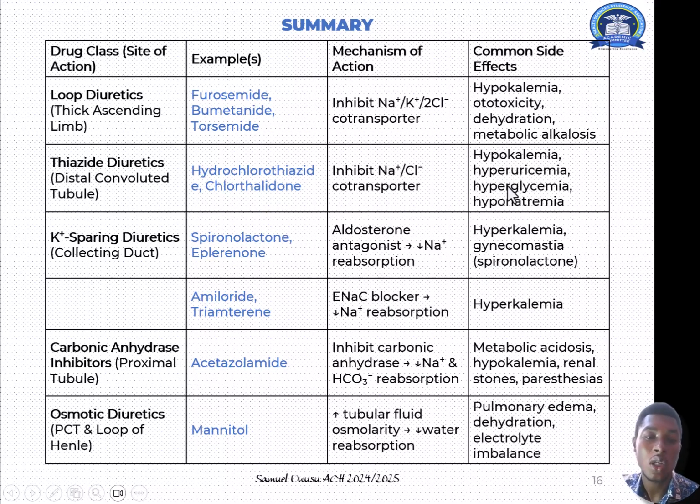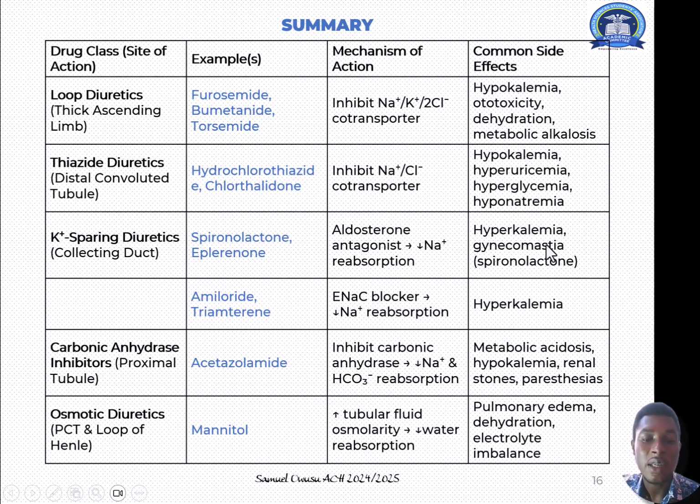And then we have the potassium sparing diuretics which act on the collecting duct. And we said there are two types. We have the aldosterone antagonists which decrease sodium reabsorption, and those are spironolactone and eplerenone. And there are the ENaC blockers which tend to decrease sodium reabsorption as well, and those are amiloride and triamterene. They all cause hyperkalemia, but spironolactone causes gynecomastia.